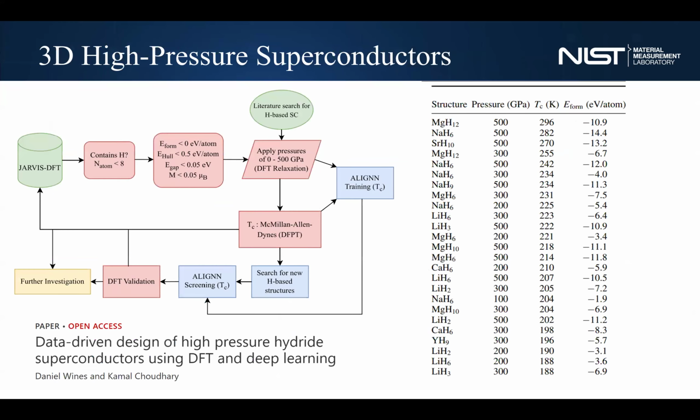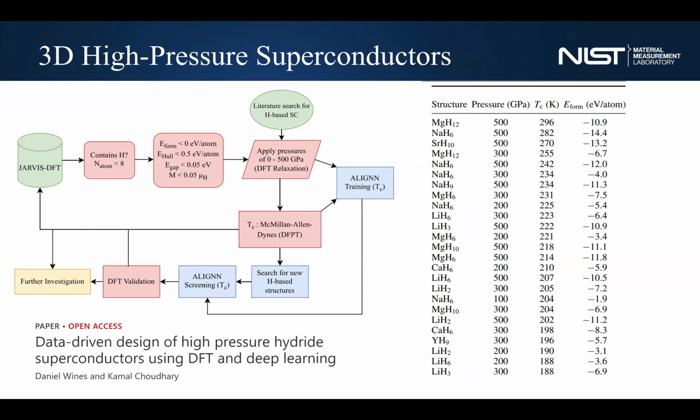We extended this from ambient pressure superconductors to high-pressure superconductors. We took the JARVIS-DFT, found all the materials with hydrogen, low hull distance, low gap, and so on, and applied pressure in Quantum ESPRESSO. If they are BCS-based, of course, they will have high temperature, and we propose new candidate hydride materials at high pressure.